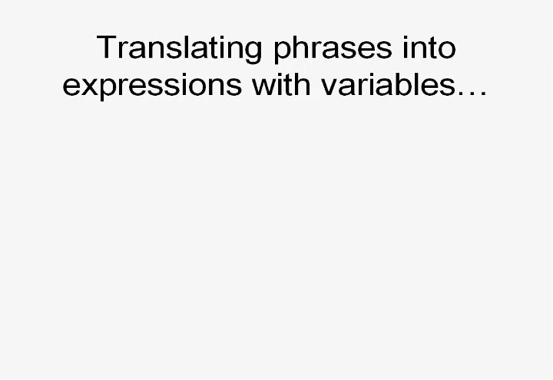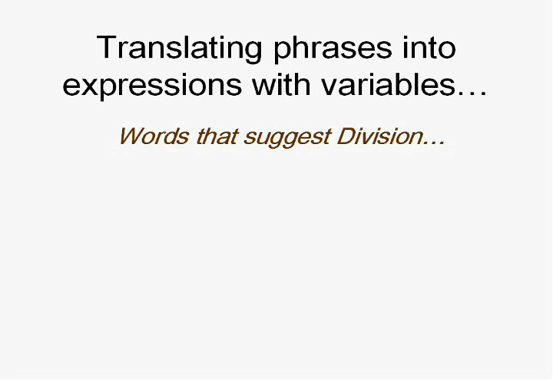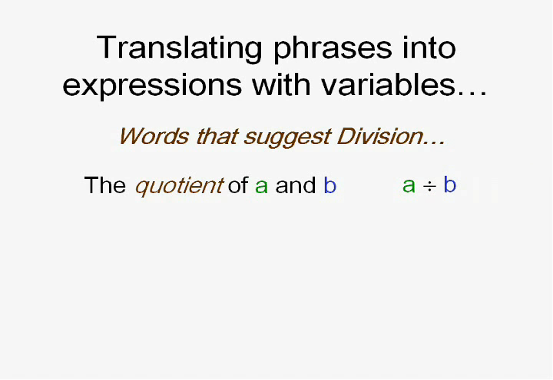Finally, we have your old buddy, division. The words that suggest division, we kind of covered a little bit. The word quotient is the answer to a division problem. So as soon as you see the word quotient, it's just telling you use division. The quotient of A and B means A divided by B, or A over B as a fraction. You could write it. Okay?